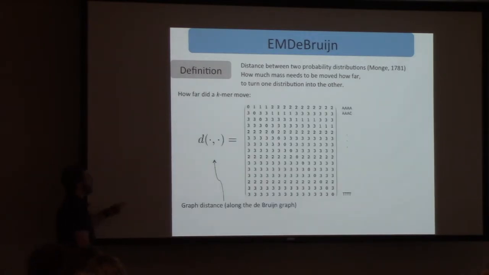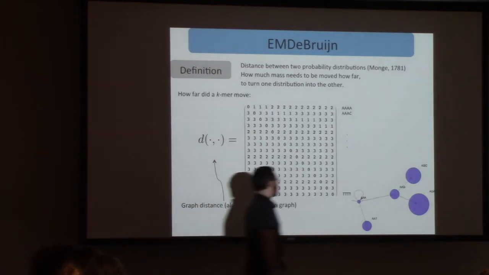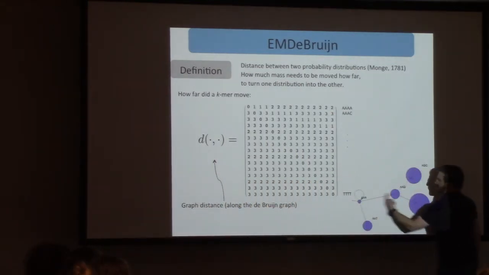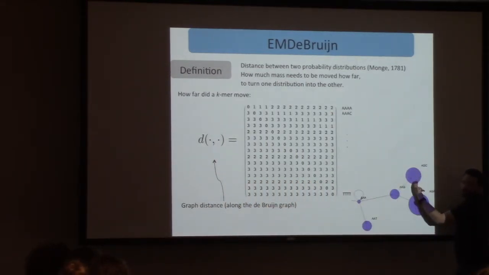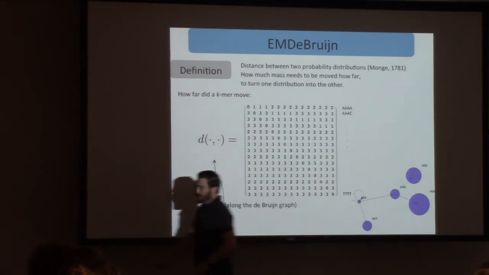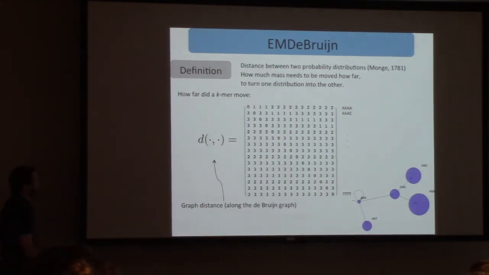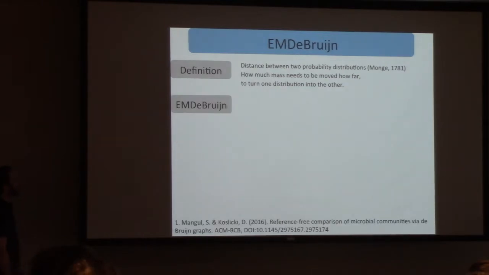Our distance matrix right here, again, is the graph distance. So for example, graph distance 1, graph distance 2, the minimum number of hops you have to take to get from one vertex to another. And that's our distance matrix right here. And you can see it has a really special structure. You can take advantage of that when doing the computation.